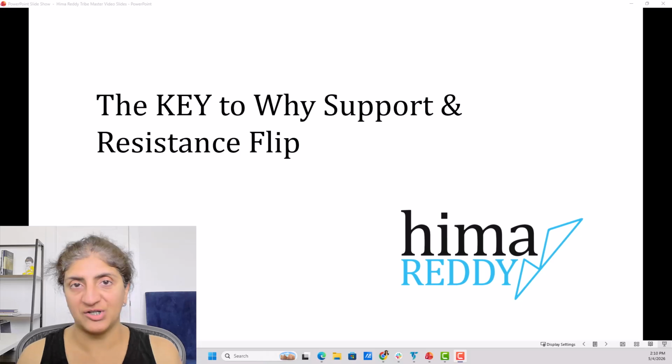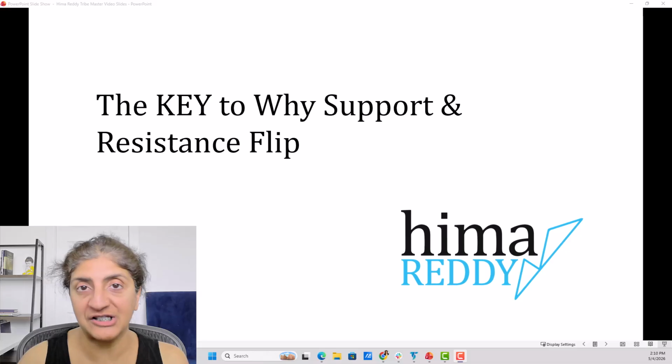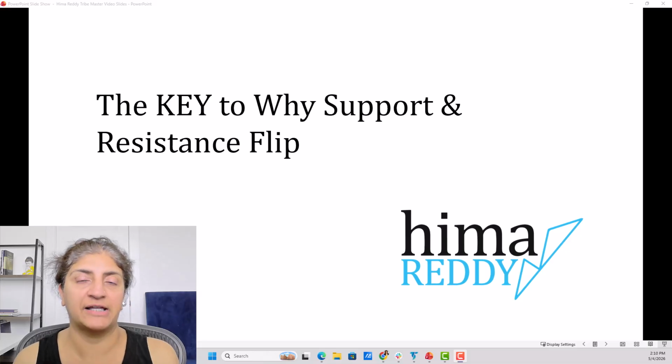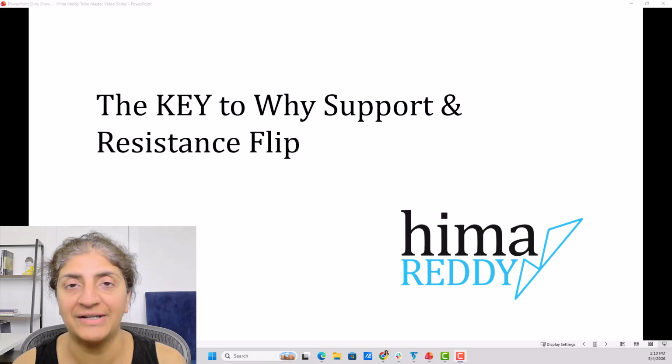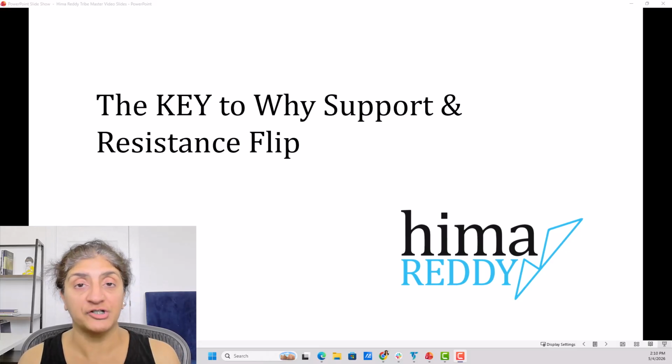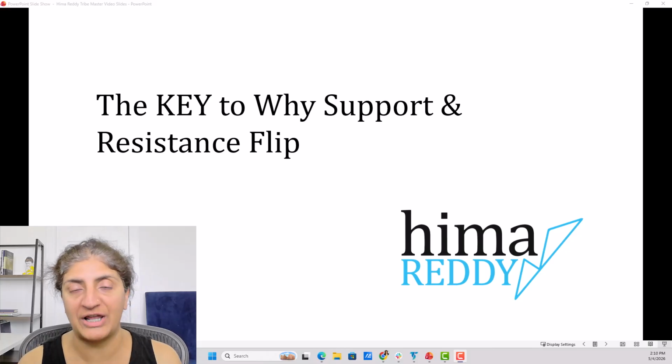The key to why support and resistance flip. Look, everyone talks about how price floors like support and price ceilings like resistance revert or switch places. But why they do it can add to your confidence if you understand the mechanics. And this is something I learned from my late father. I've been using it in my trading and analysis for 26 plus years, and I'm going to dive into it on some charts with you here.